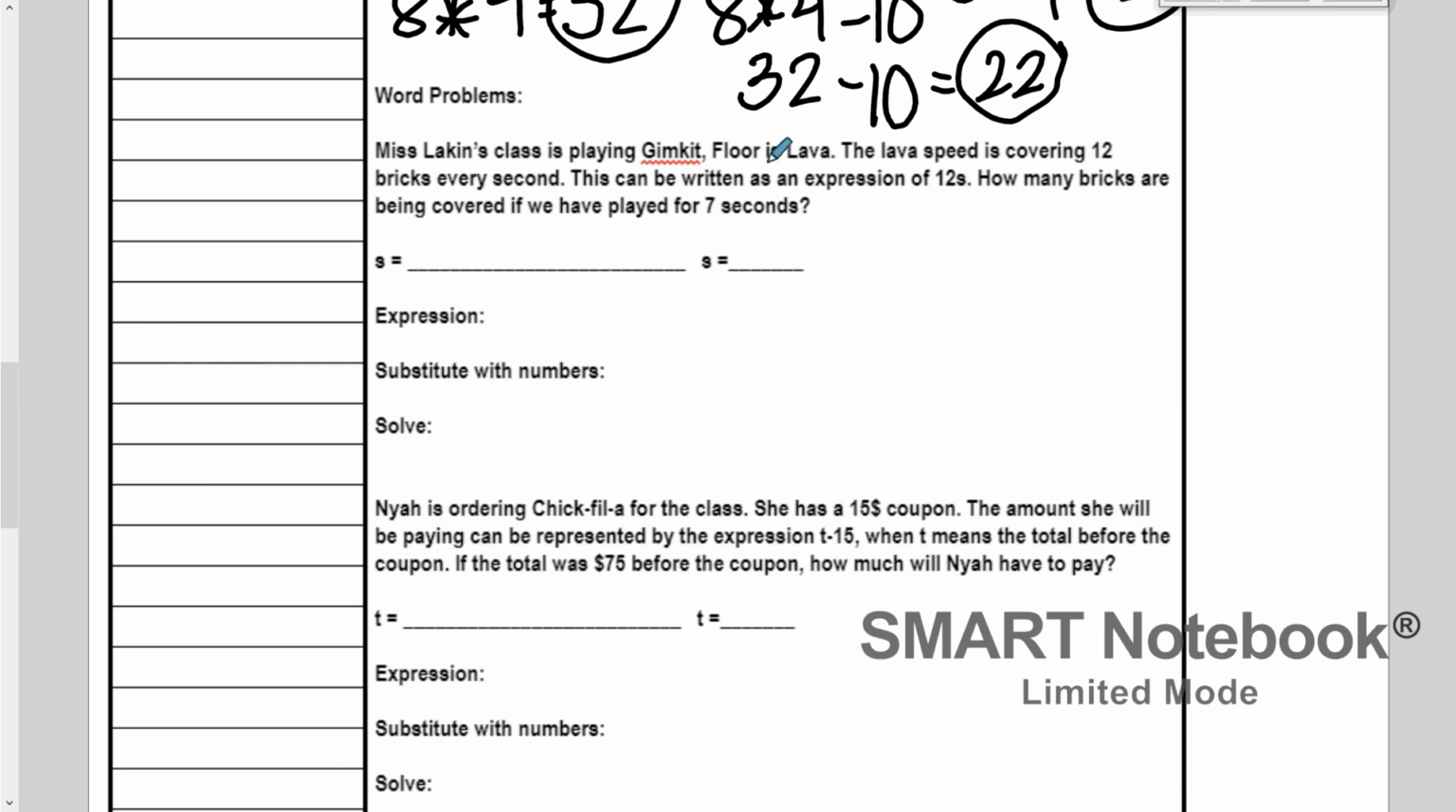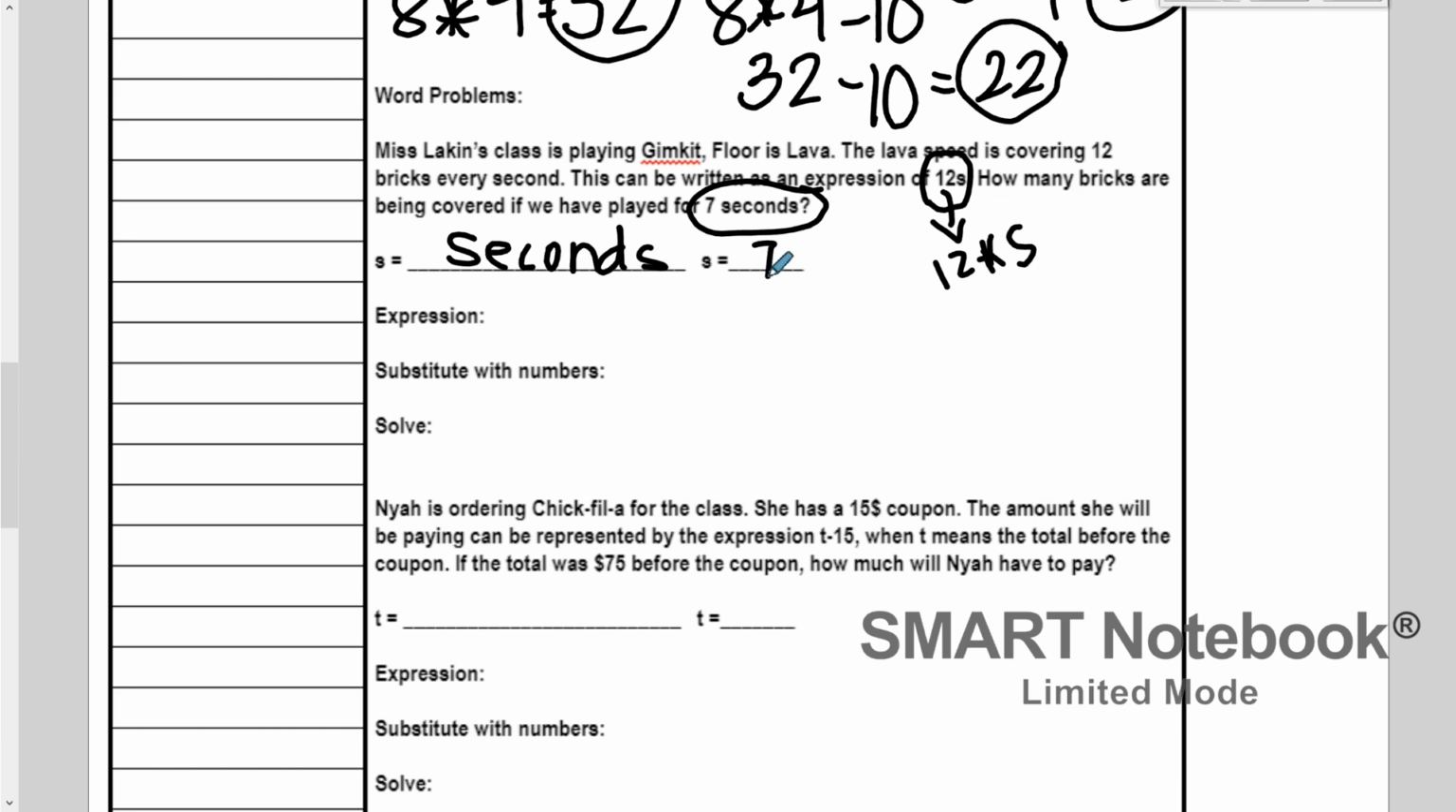lava. This can be written as an expression of 12s, so they're telling us what expression to use, 12s. And remember, 12s means 12 times s, because a number next to a letter means multiply. We want to know how many bricks are being covered if it is being played for 7 seconds. So again, first thing we want to do, S stands for, so when we have 12S, that stands for seconds. It's 12 bricks for every second, which is why that S stands for seconds. And we want to know when S equals 7 seconds.